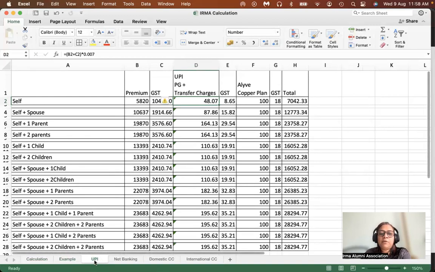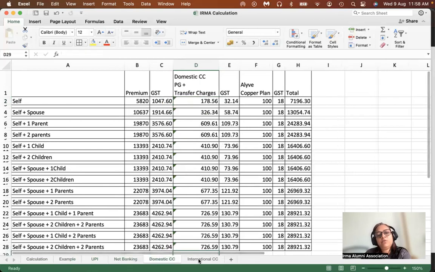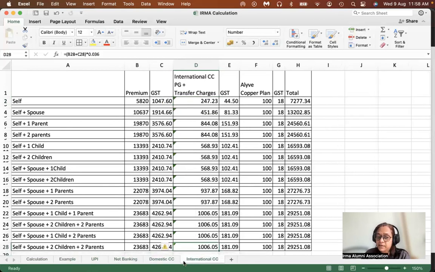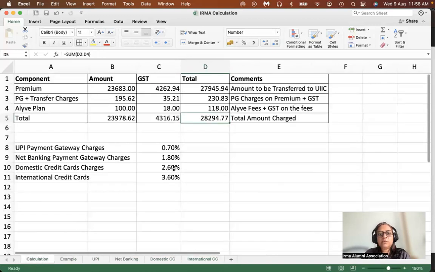For ease of convenience, I have also calculated the premium amounts for all the categories: if you're making UPI payment, net banking payment, domestic credit card, or international credit card payment. I really hope that this video helps you and you are able to clarify all the doubts that you have.